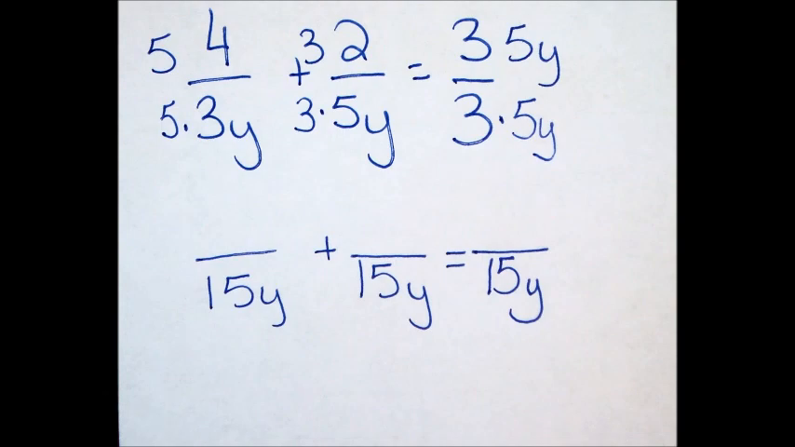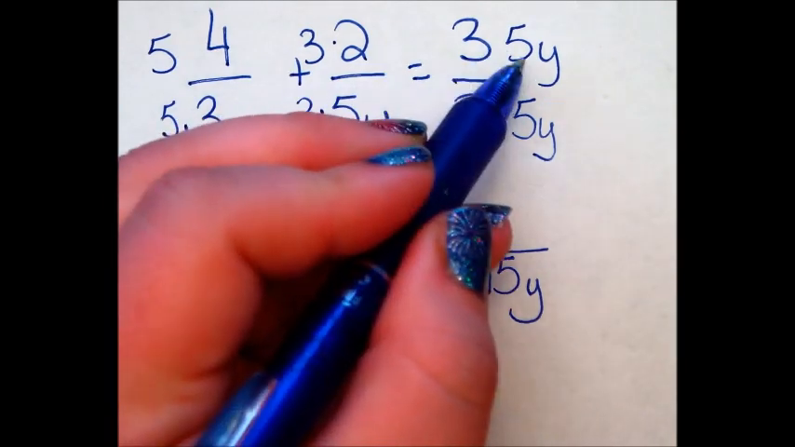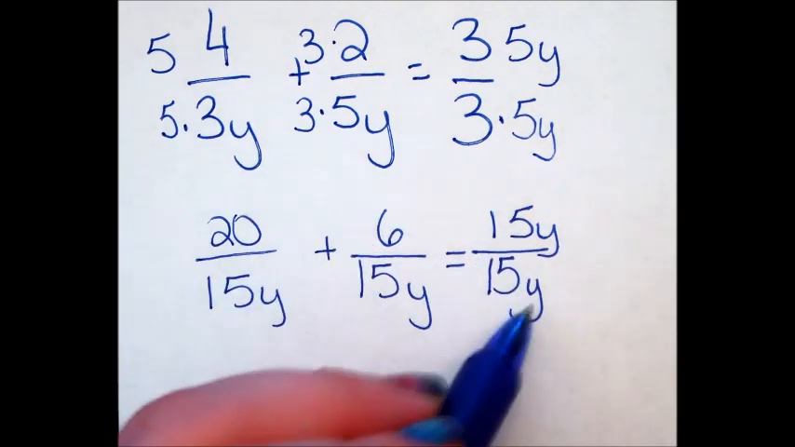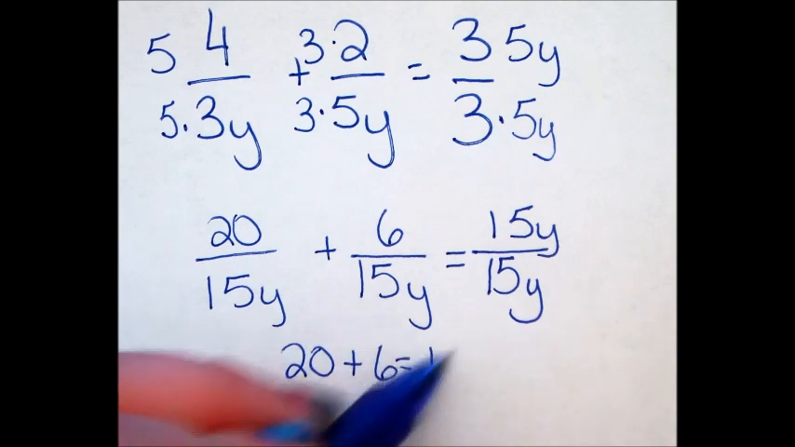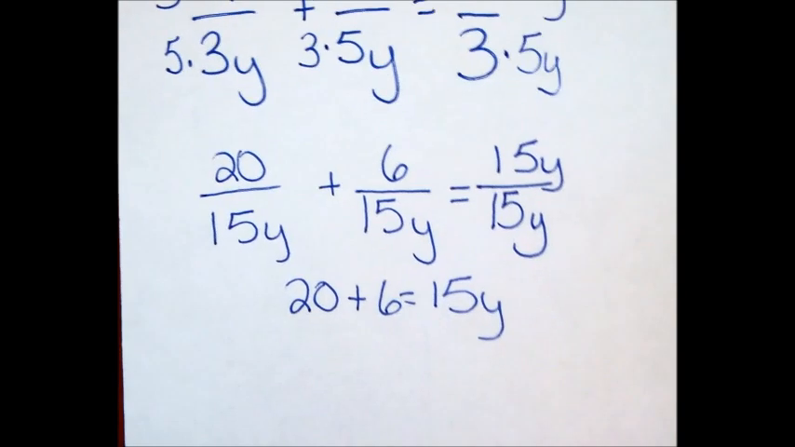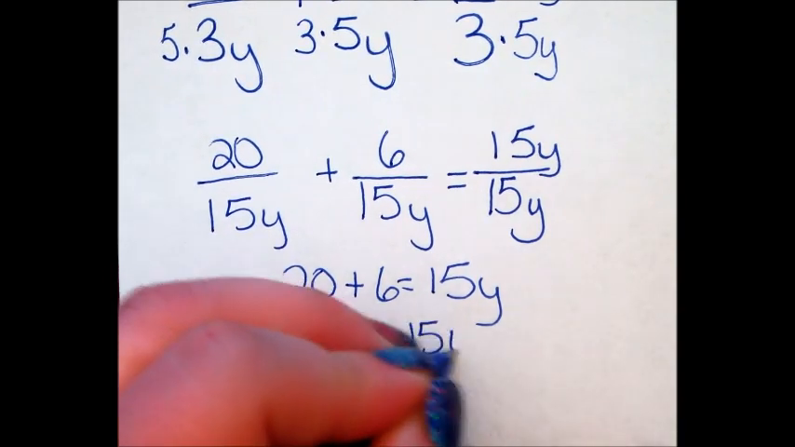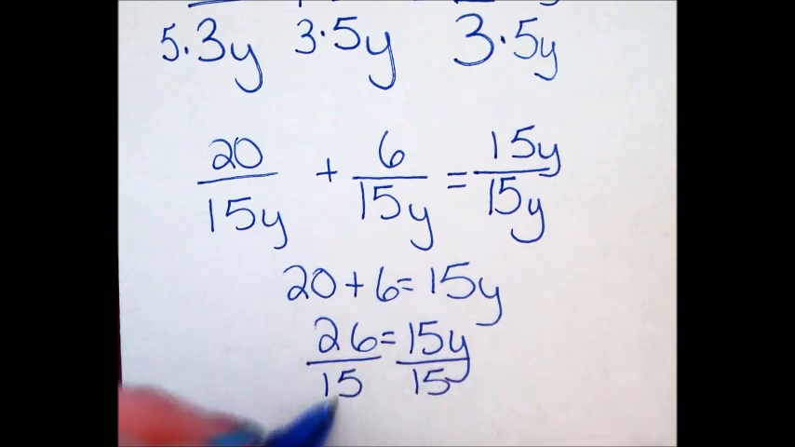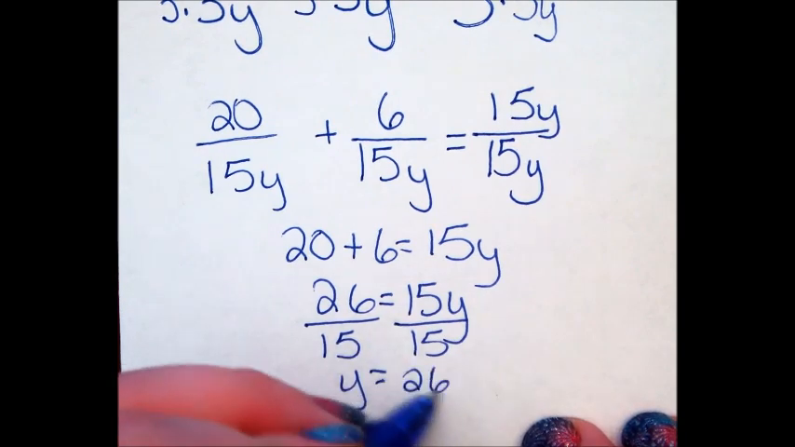So I have 5 times 4 is 20. 3 times 2 is 6. And 3 times 5y is 15y. Now I can concentrate on the numerators. So I have 20 plus 6 gives me 26. Divide by 15 on both sides. And y would equal 26 over 15.